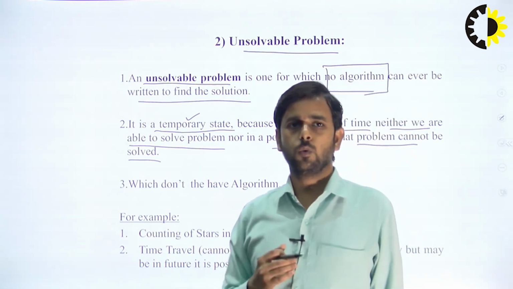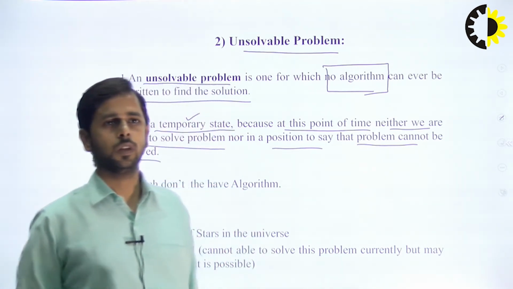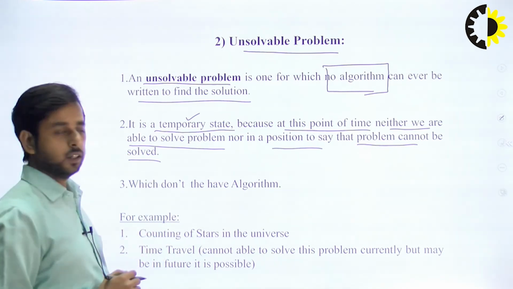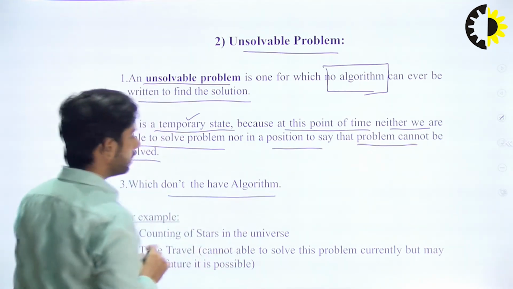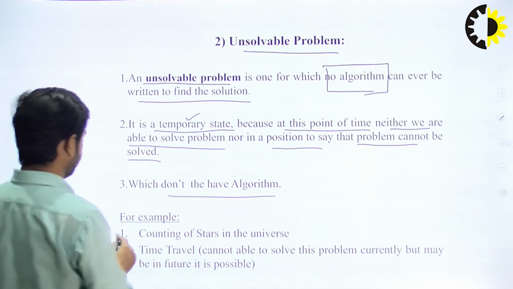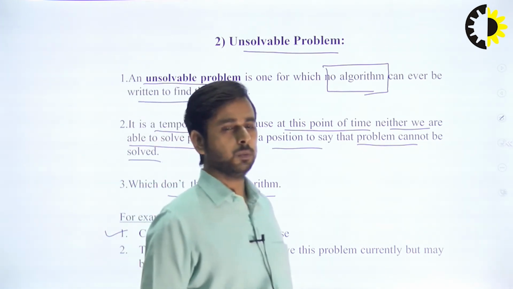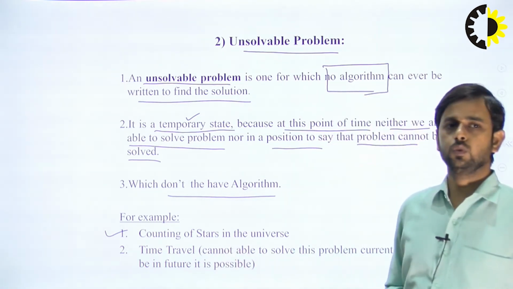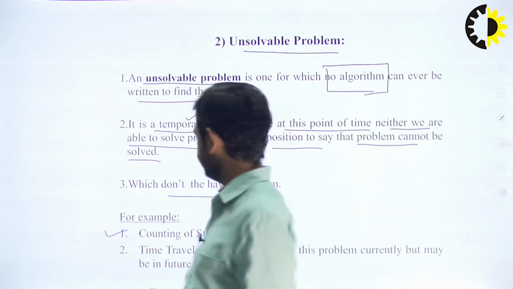Okay. And we are not in a state that we can surely say that this problem cannot be solved by any means in future. So that's why it is in a temporary state. Unsolvable problems do not have an algorithm till now. In future maybe they may have. So for example, counting of stars in the universe. At present we cannot count the stars exactly. Maybe in future it may be possible. So currently it is unsolvable.